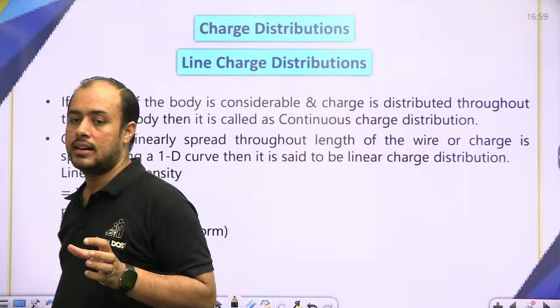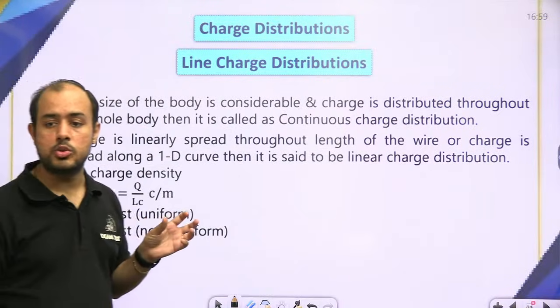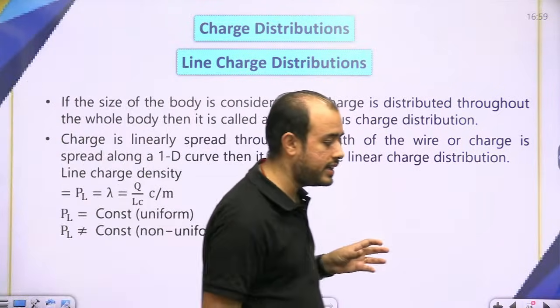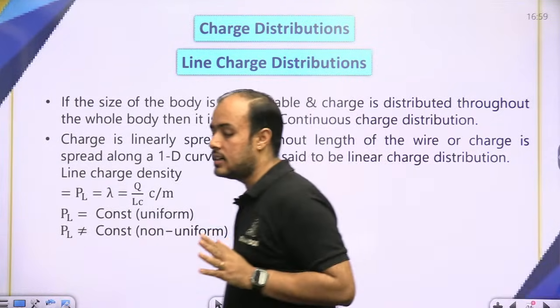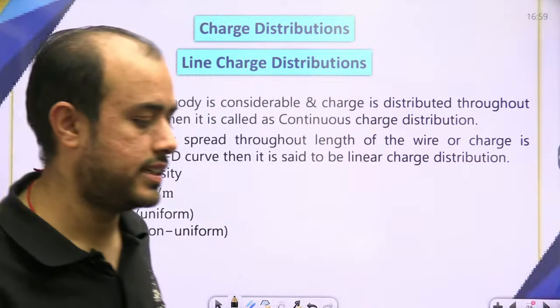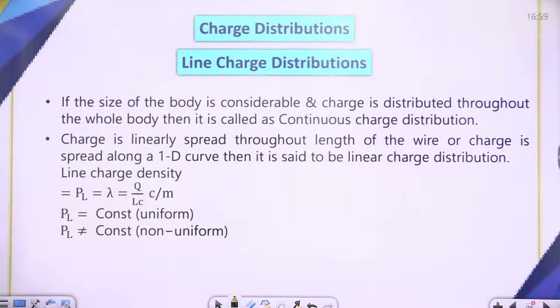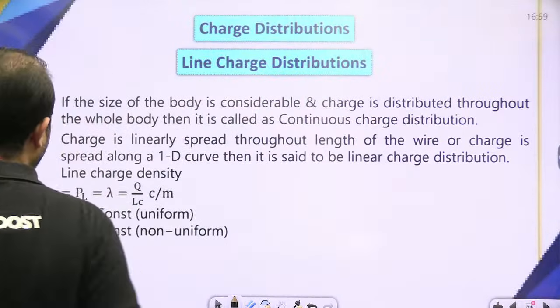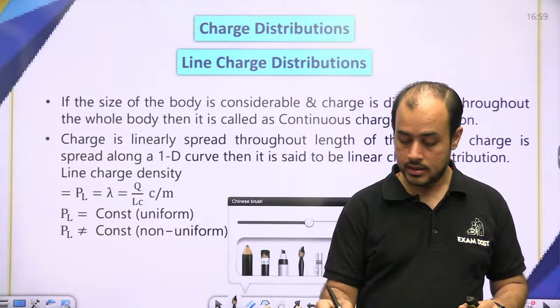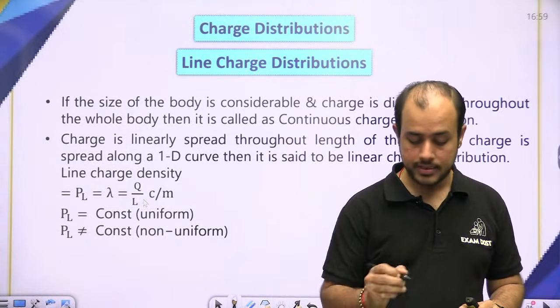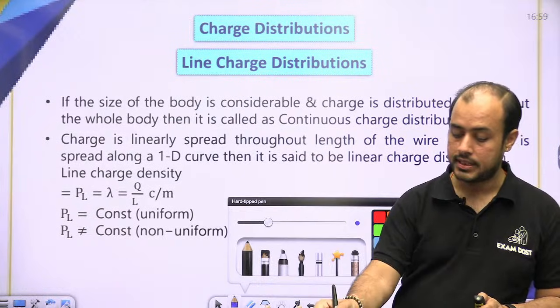And remember beta, if the charge distribution is uniform, uniform मतलब होता है it is equally spread throughout the body, then the charge density is constant. Okay. So if charge density is constant, it means it is a uniform charge distribution and the charge density is given as Q by L. The unit is Coulomb per meter.